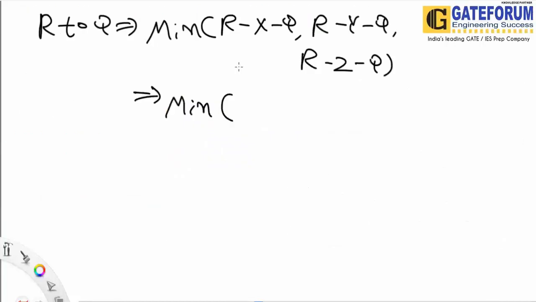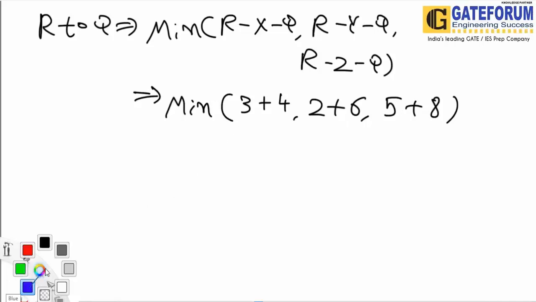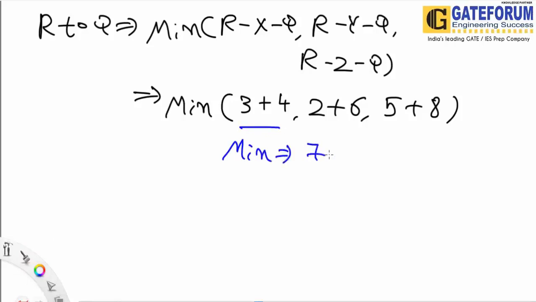Okay, so 3 plus 4, if it is basically having these, this is 2 plus 6, okay, and 5 plus 8. If you look, this will be 7, this will be 8, this will be basically 8 plus 5, 13. Okay, so this one is minimum 7, which we get via X. So R to Q will be giving this as the minimum distance.